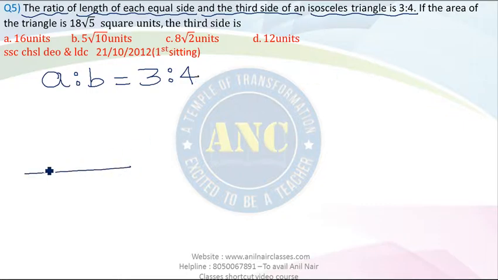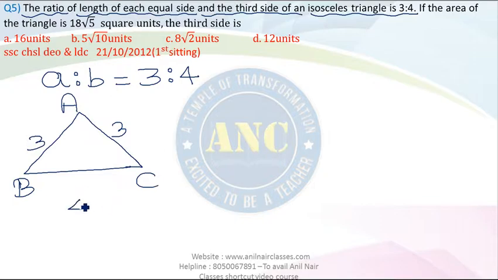Next, if I draw an isosceles triangle like this, which I call ABC, the equal side ratio is 3, unequal side ratio is 4. If I drop a perpendicular onto the unequal side, this 4 will be divided equally as 2 and 2. Now I know that this is a right angled triangle. If I apply the Pythagoras theorem, 3 square is equal to 2 square plus AD square. AD is equal to 3 square minus 2 square. So AD is equal to root of 9 minus 4, which is root 5.